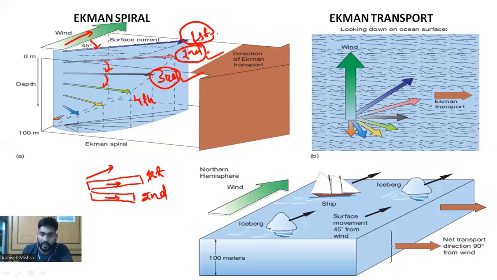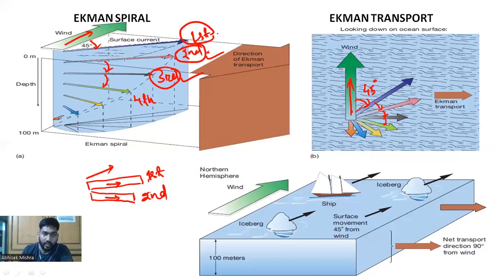If you can see from the surface, this is the wind direction. The first layer is set in motion at an angle of 45 degrees. The second layer is moving at an angle to the first layer. The third layer is moving at an angle to the second layer. The fourth layer is moving at an angle to the third layer. Like that, it will go on. Up to how much depth?